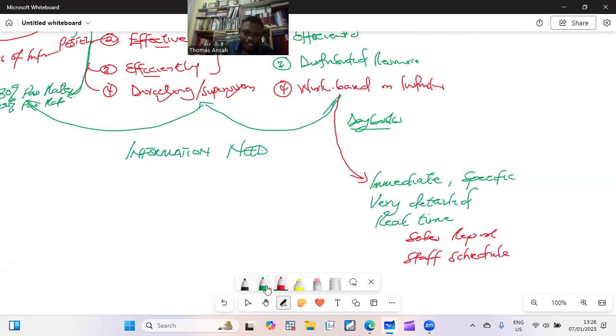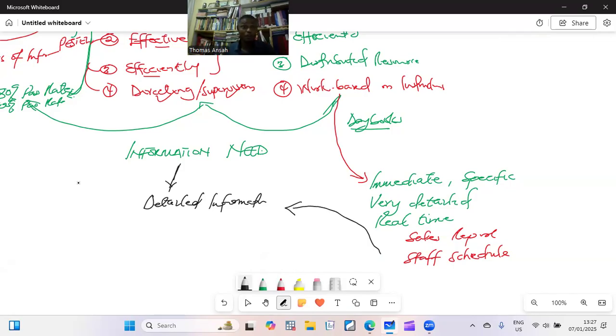Now, that detailed information will come to those who are at the tactical level, those who are going to see to the supervision or the implementation of stuff. So you see that the tactical people receive detailed information. That is what is happening. So the report, very detailed, has come. So that is what they do. And these people use this information.